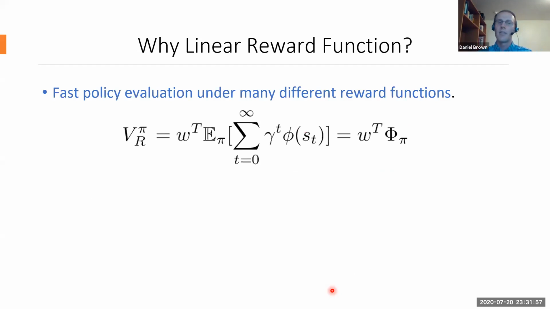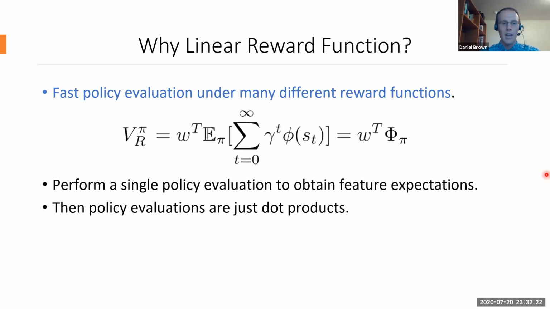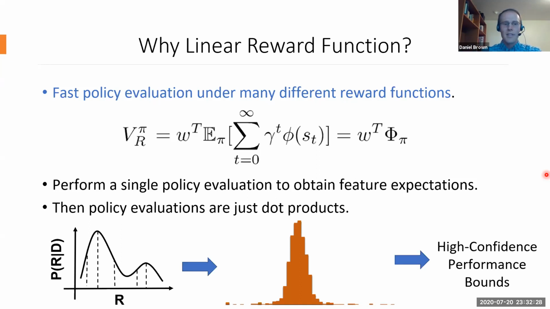And this again motivates this idea of learning a linear reward function because it enables fast policy evaluation. We simply take any evaluation policy, and the expected return under that policy is going to be a weight vector dotted with our expectation over the features that we see. We can pre-compute that once by running one policy evaluation to get our expected feature counts. And then for every single new reward function, it's just a dot product to compute an expectation over feature counts. So this makes policy evaluation very efficient. And so this allows us to take a distribution and quickly come up with a distribution over performances from which we can calculate, say, a 95% confidence bound on our performance.